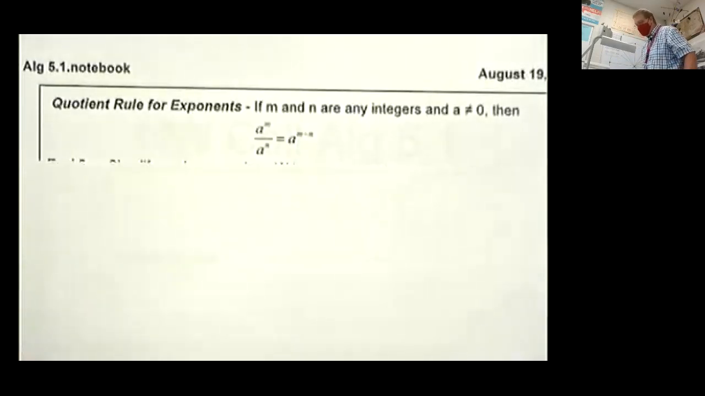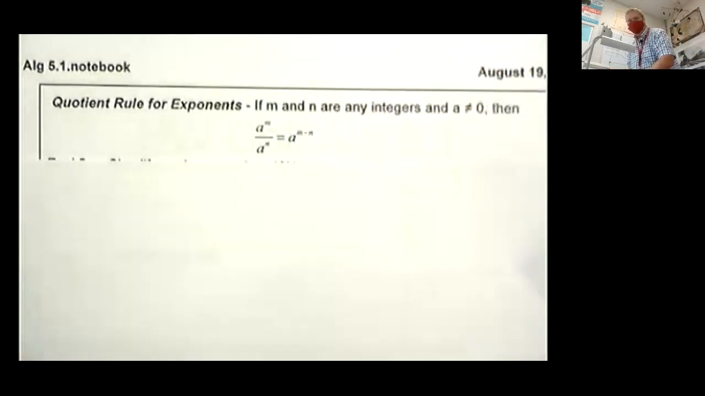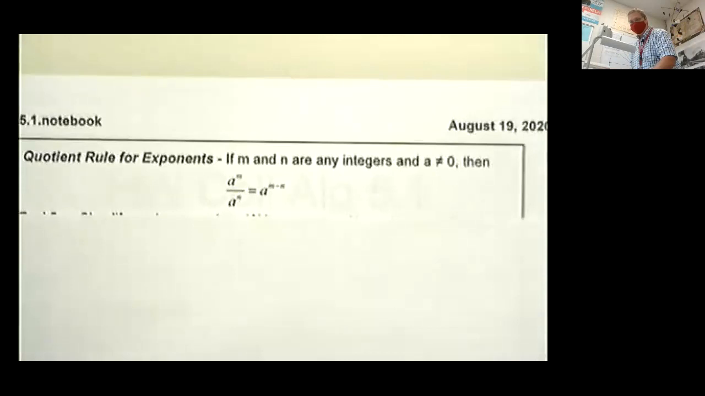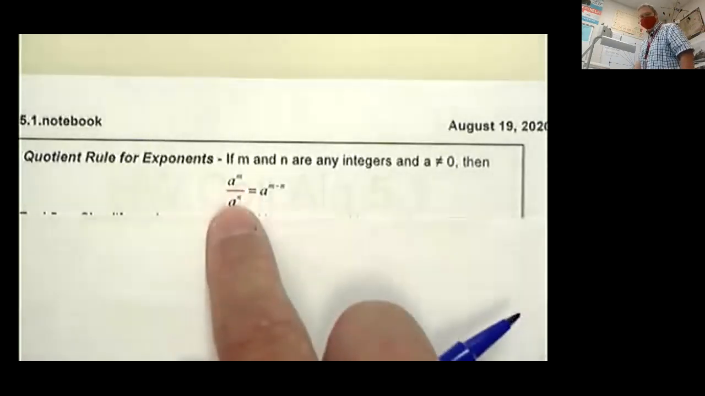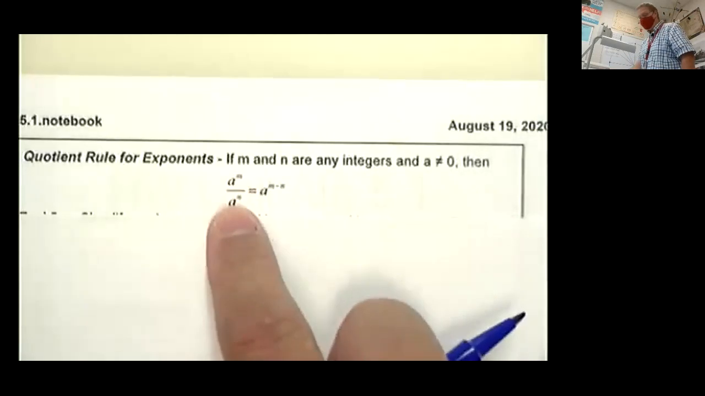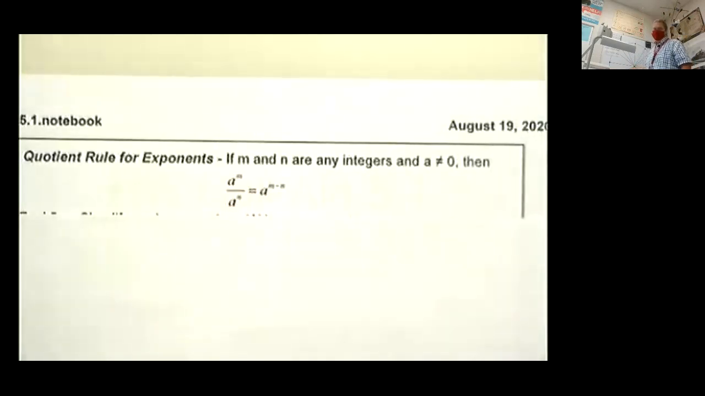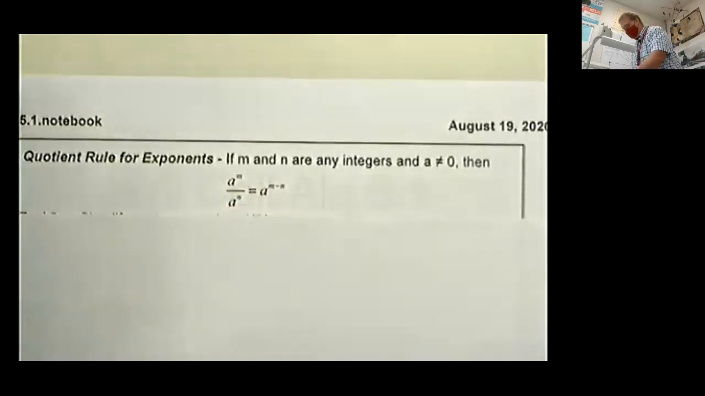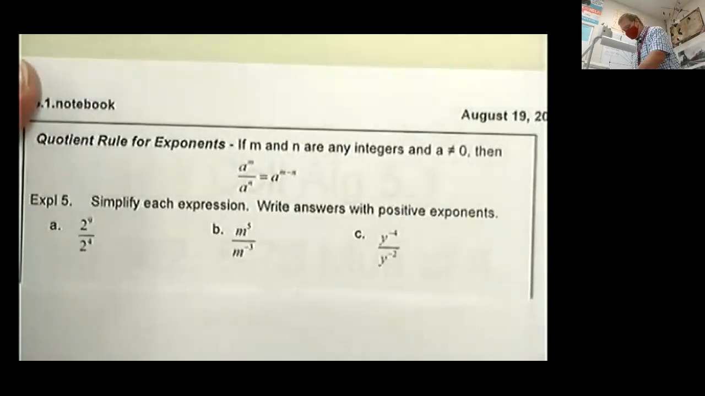Next rule is the quotient rule. Quotient rule says if m and n are any integers and a is not equal to 0, then if we're dividing the bases, we're going to subtract the exponents. So a to the m over a to the n, if we're dividing the bases, we're going to subtract the exponents. Multiplying the bases is add, dividing the bases is subtract. Let's look at some examples.